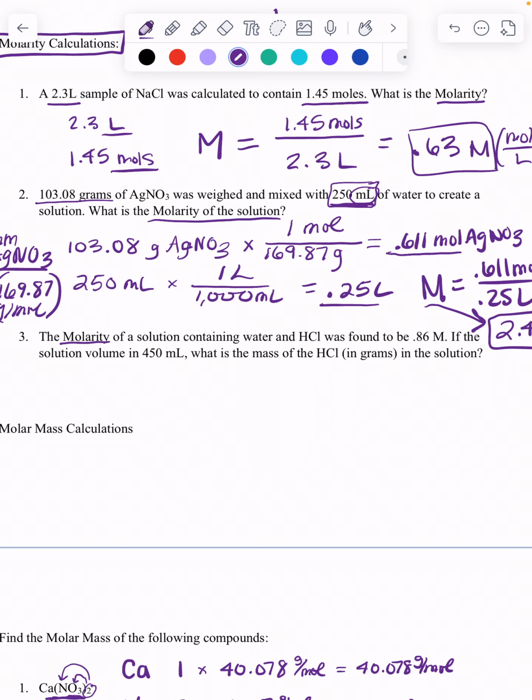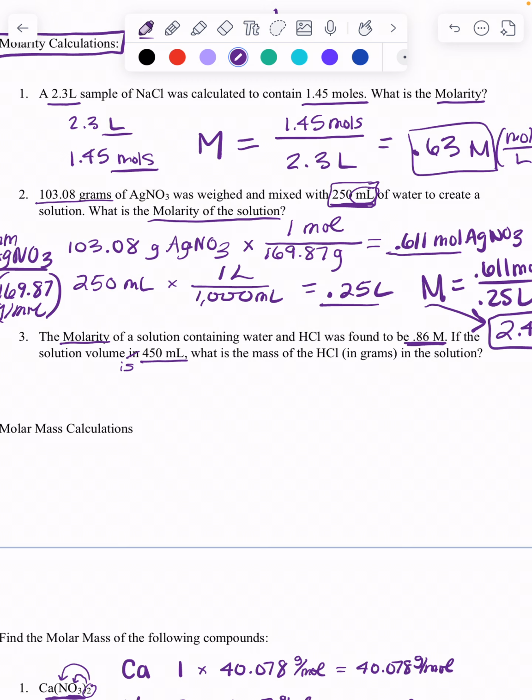The molarity of the solution containing water and HCl was found to be 0.86 molar. If the solution volume is 450 milliliters, what is the mass of the HCl in grams in the solution? So this is a multi-step one. This has multiple steps to get through.